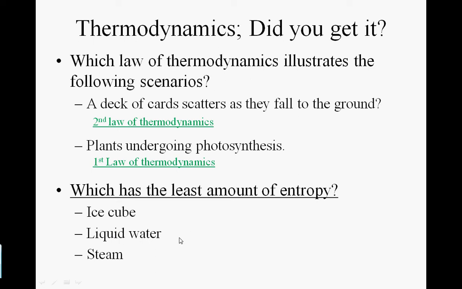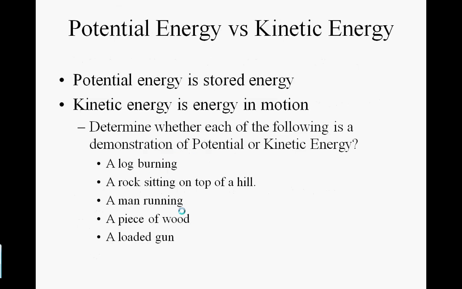Liquid water. The molecules are spaced further apart and they can move past one another, which causes them to be liquid. And steam, the molecules are far apart, which causes them to be a gas. And so gas has the most entropy because the molecules are far apart and are able to move past one another. So it's the most disordered. The liquid water has the next highest amount of entropy, and of course the ice cube has the least amount of entropy, as the question entails. So which has the least amount of entropy? The ice cube.